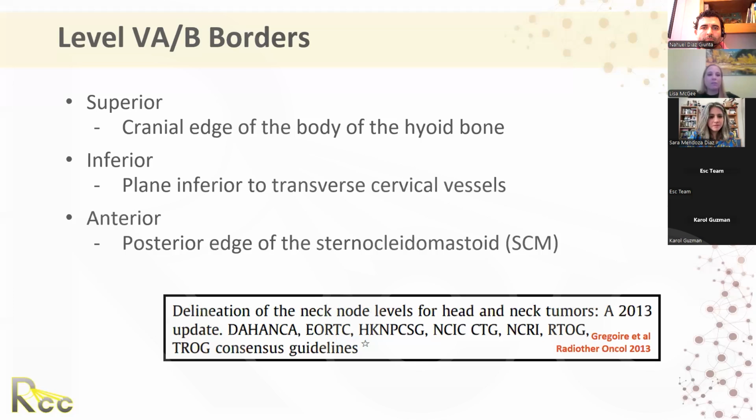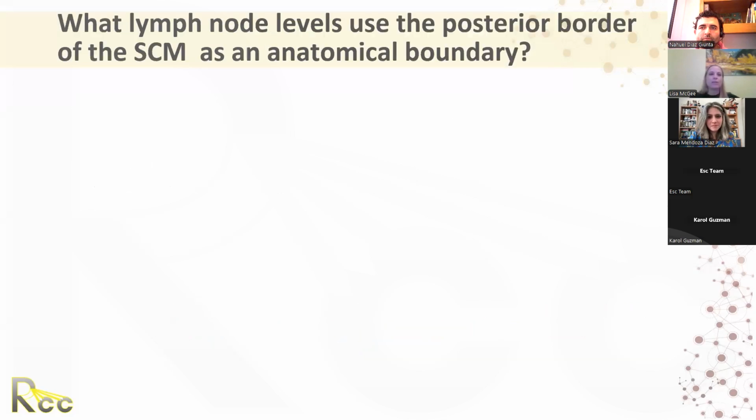Moving on, the inferior border is the CT slice, that is the plane inferior to the transverse cervical vessels. The anterior border is the posterior edge of the sternocleidomastoid muscles. So I'm going to pause here and ask another question. What lymph node levels use the posterior border of the sternocleidomastoid as an anatomical boundary? And you can go ahead and put that answer in the chat as well.